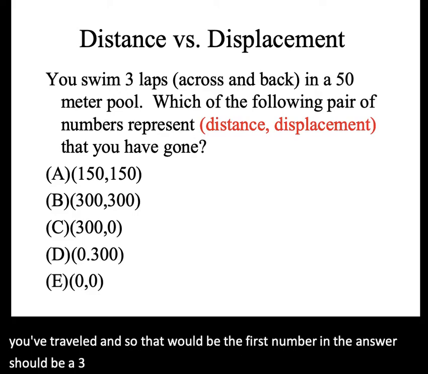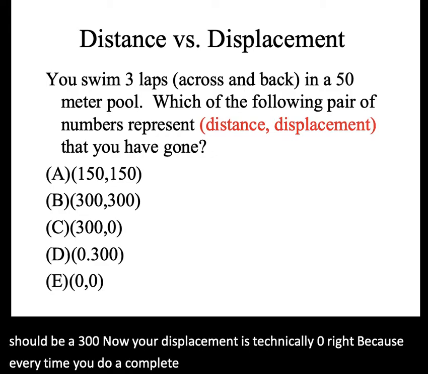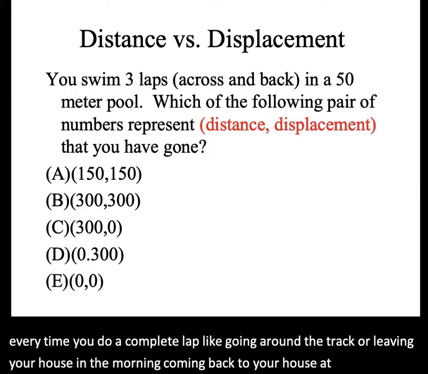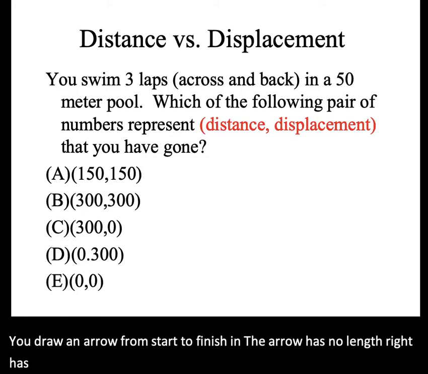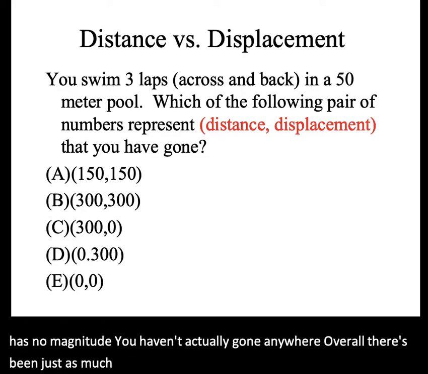Now your displacement is technically 0, right? Because every time you do a complete lap, it's like going around the track or like leaving your house in the morning, coming back to your house at night. You draw an arrow from start to finish, and the arrow has no length, right? It has no magnitude. You haven't actually gone anywhere overall. There's been just as much positive displacement as there was negative displacement. So the correct answer here is letter C.